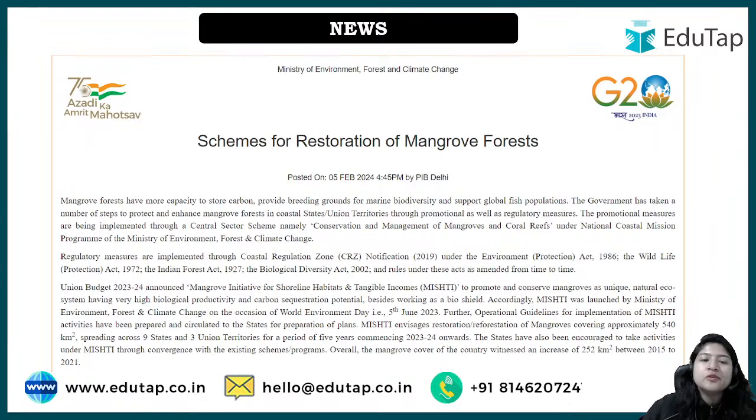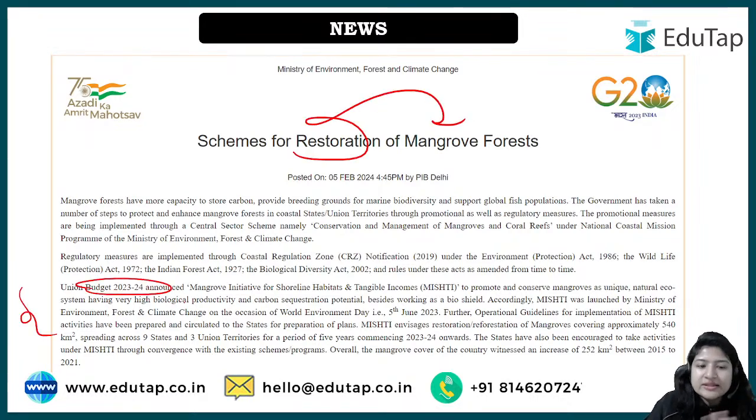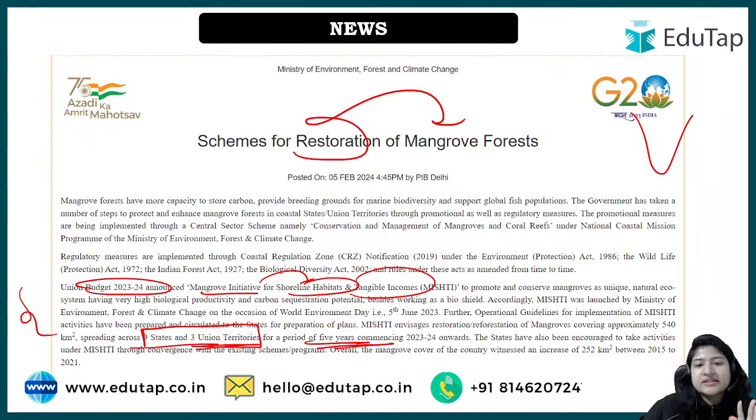ठीक है, again now if you look at the restoration of mangrove forest, we understood that okay, there is a scheme that is known as Mangrove Initiative for Shoreline Habitats and Tangible Incomes. ठीक है, अब यहाँ पे देखो it's been mentioned across 9 states and 3 UTs for the period of 5 years. ठीक है, अब ये आपकी latest news है which says 9 states and 3 UTs. That is why we have followed.